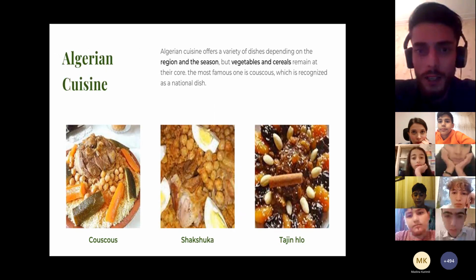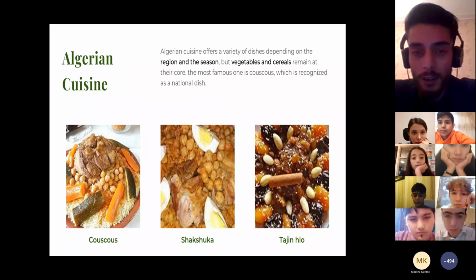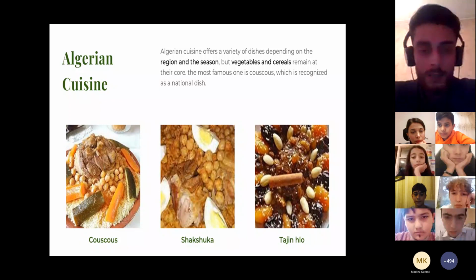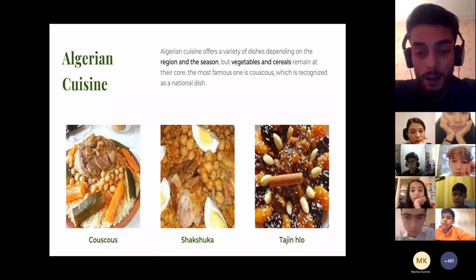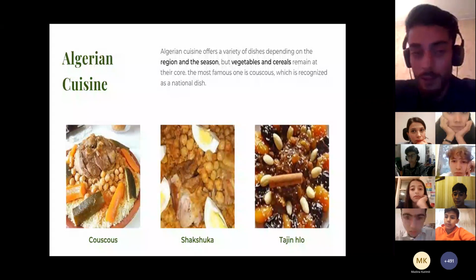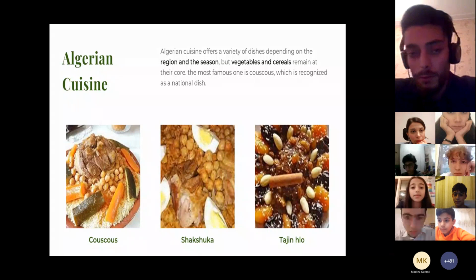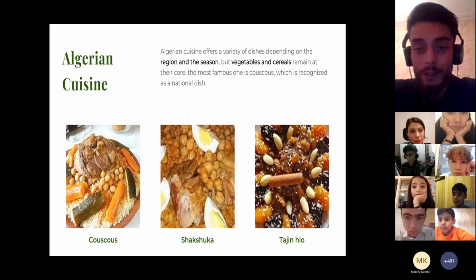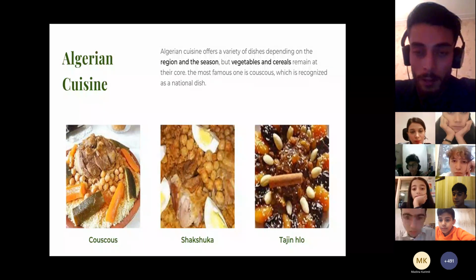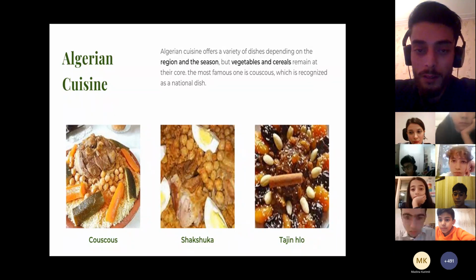So I hope that you like this part as well. Algerian cuisine. We have a variety of cuisines in Algeria, depending on the regions and the season as well. As you know, we have 58 cities in Algeria, and these meals vary from one region to another. But mainly it contains vegetables and cereals.